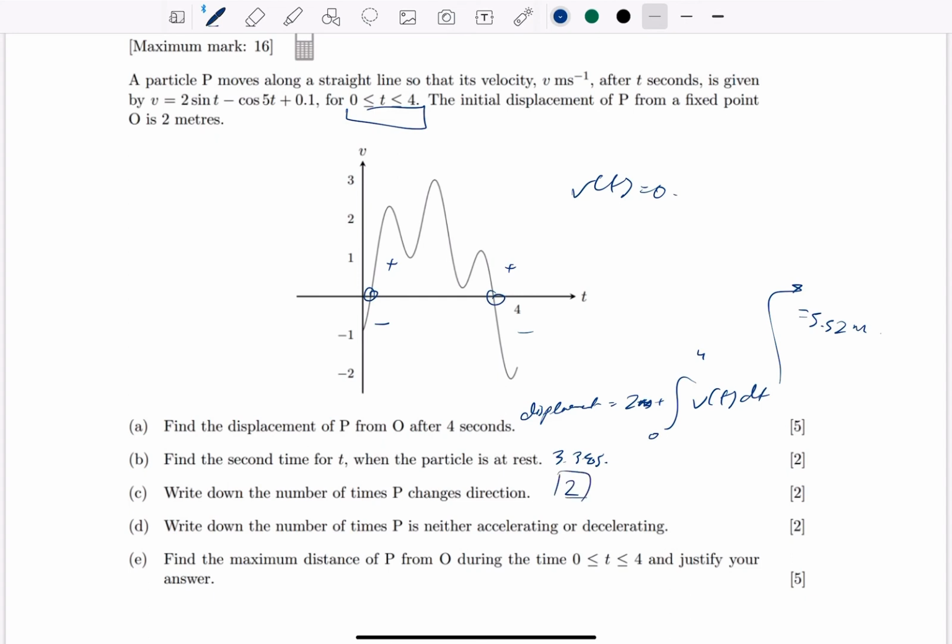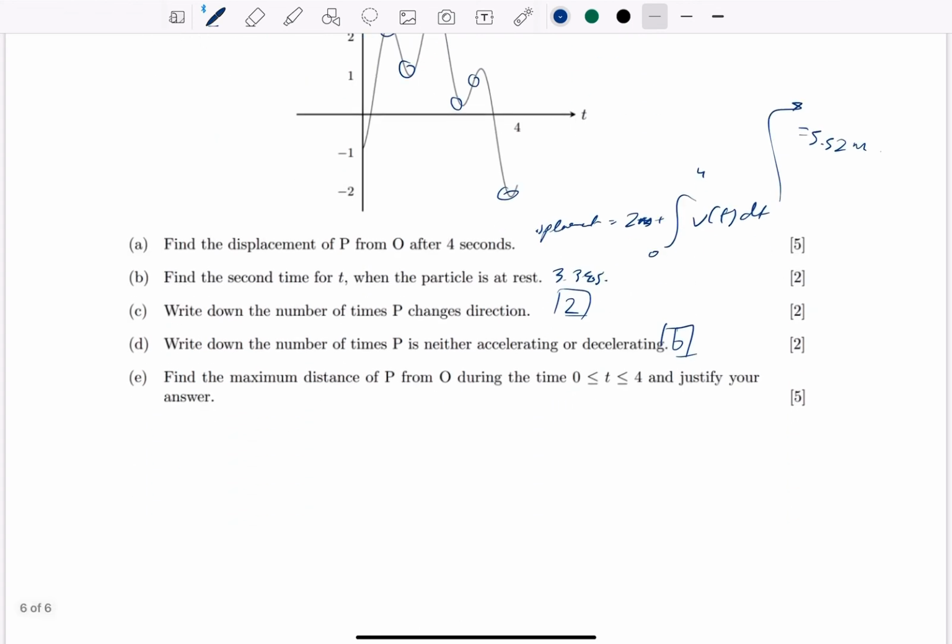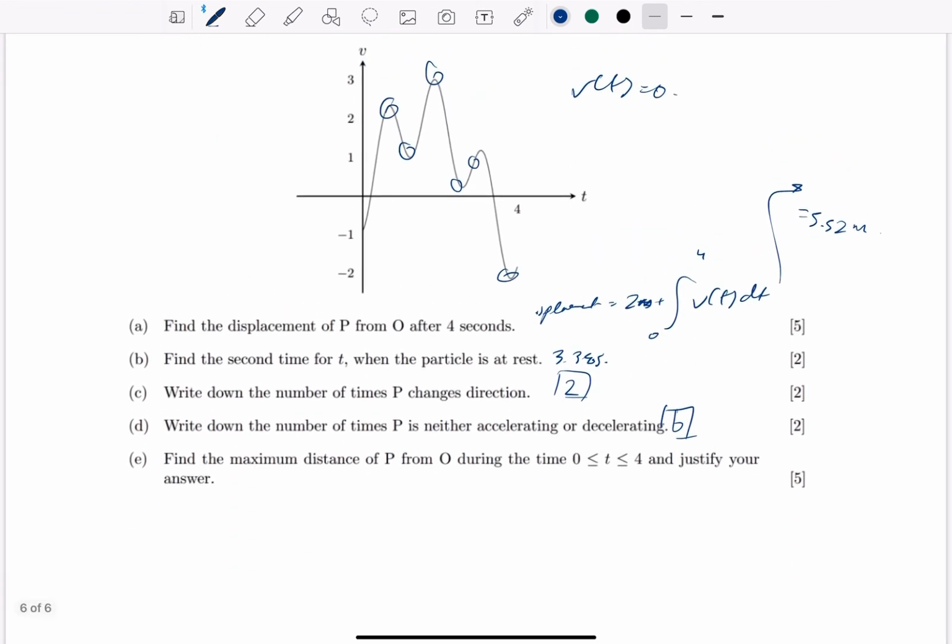Find the number of times P is neither accelerating or decelerating. This is when the rate of change of our graph of v of t is 0, or in other words, when we have any sort of stationary point, which if we count, let me clear this up, we have 1, 2, 3, 4, 5, 6. We have 6.